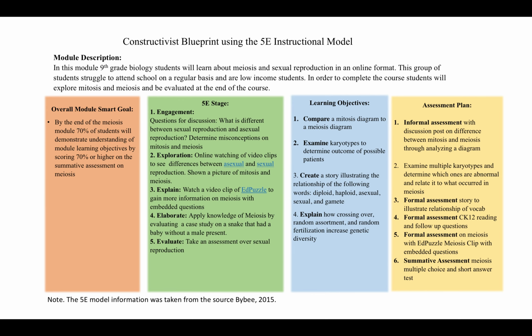Here's the blueprint of the learning module on meiosis. The goal is for 70% of the students to get 70% or better on all of the objectives, which are right here. It was designed for the constructivist theory on the 5E model. The 5 stages are outlined, including engagement, exploration, explain, elaborate, and evaluate. The learning objectives have been modified to Bloom's revised taxonomy, and the activities connect to the learning objectives.